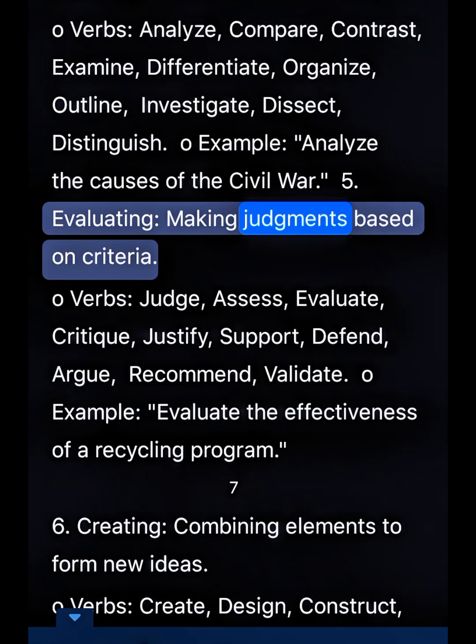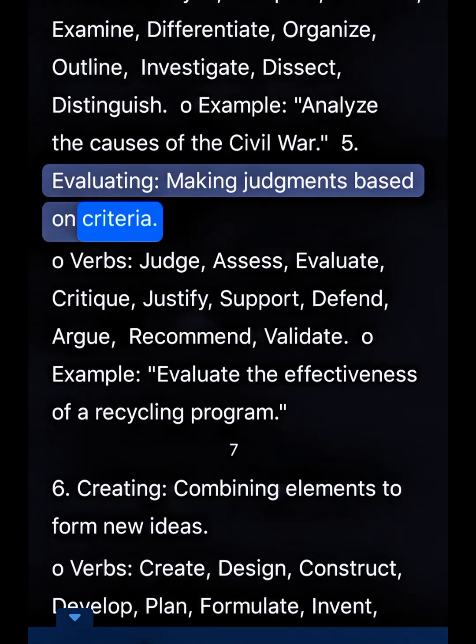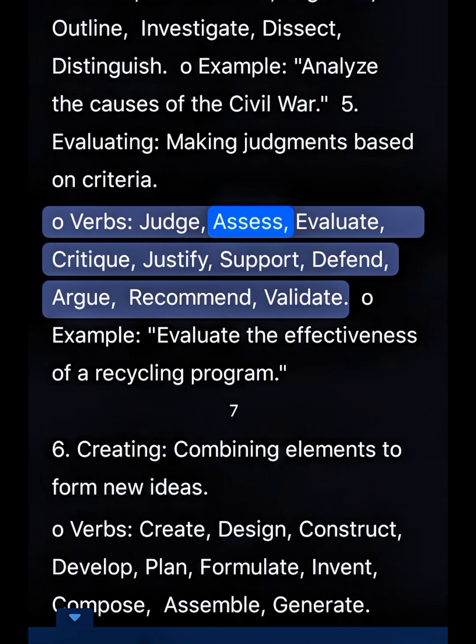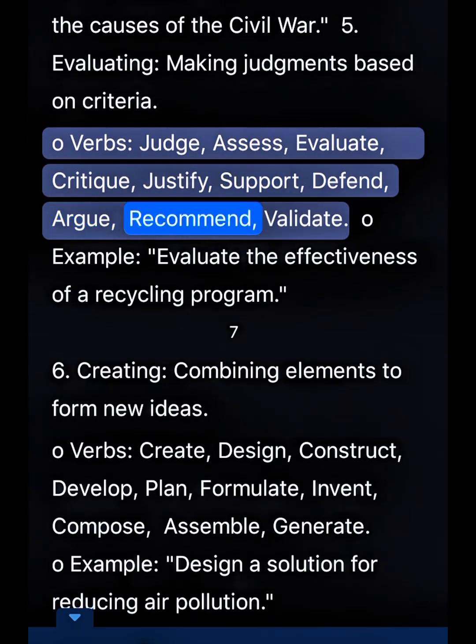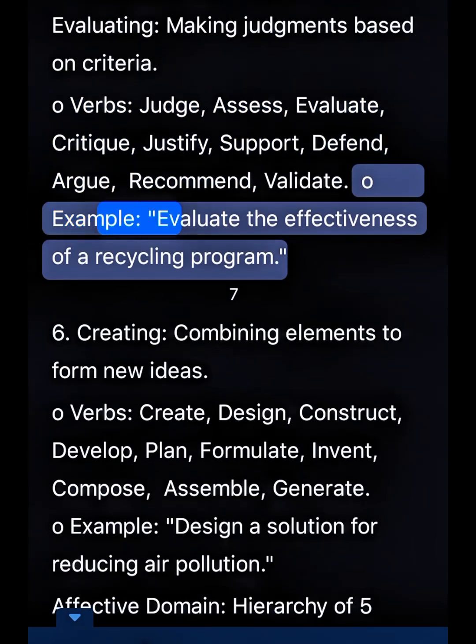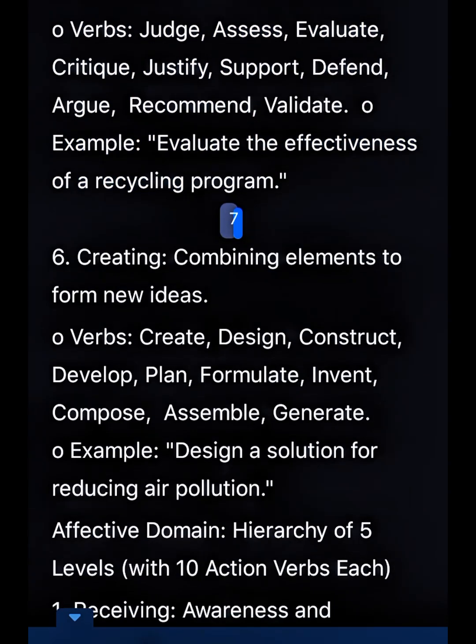5. Evaluating, making judgments based on criteria. Verbs: judge, assess, evaluate, critique, justify, support, defend, argue, recommend, validate. Example: evaluate the effectiveness of a recycling program.